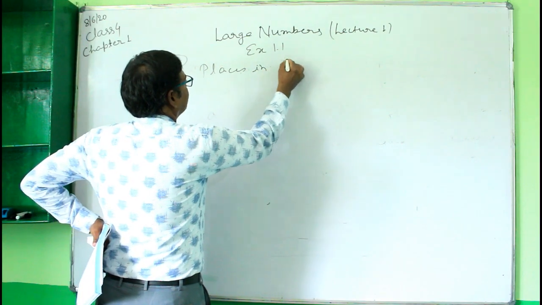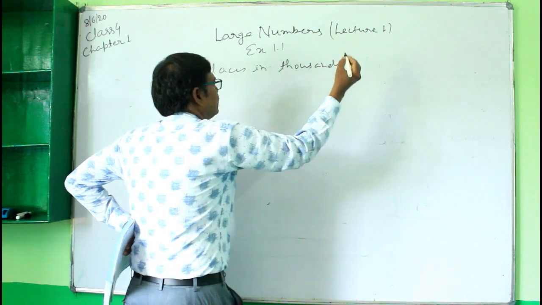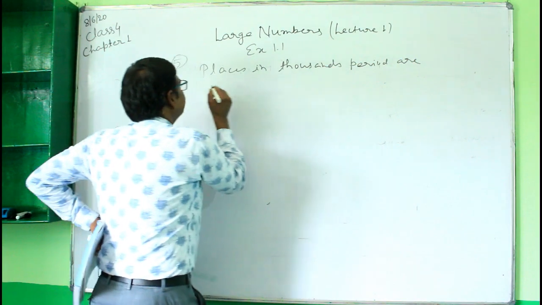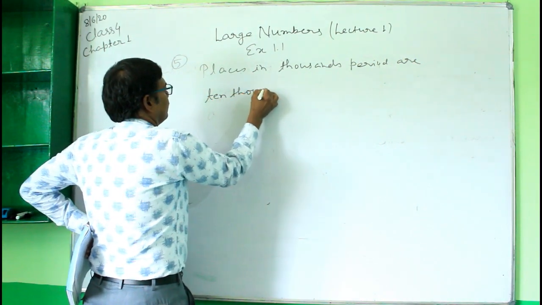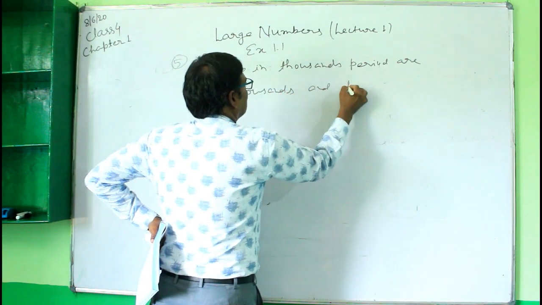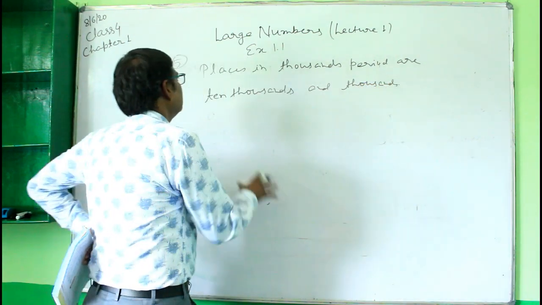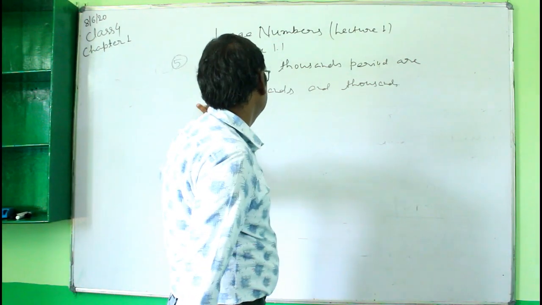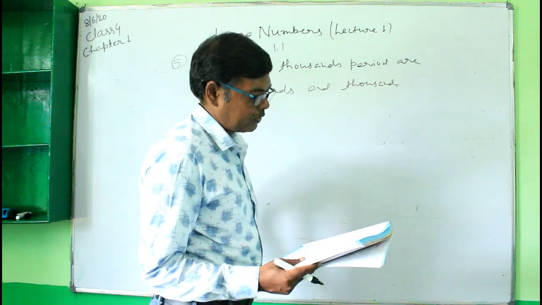places in thousands period are ten thousands and thousands. Okay, these are the two places in the thousands period. 10,000 place and the thousands place. Okay, so this is the answer of question number 5.